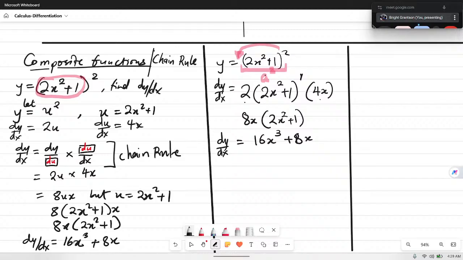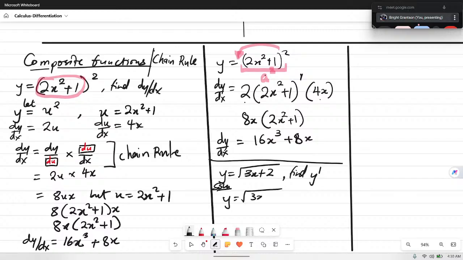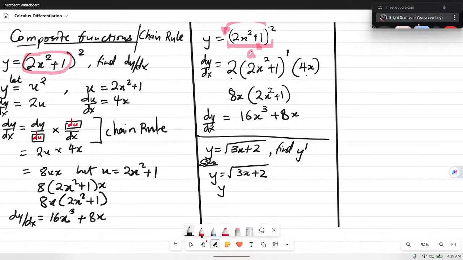Okay. Another classic example, you have y equals the root of 3x plus 2. Find y prime. y prime basically means dy/dx, right? So y equals the root of 3x plus 2. This y can also be rewritten as y equals 3x plus 2 raised to the power half, right? Now this becomes a composite function, a function within another function.